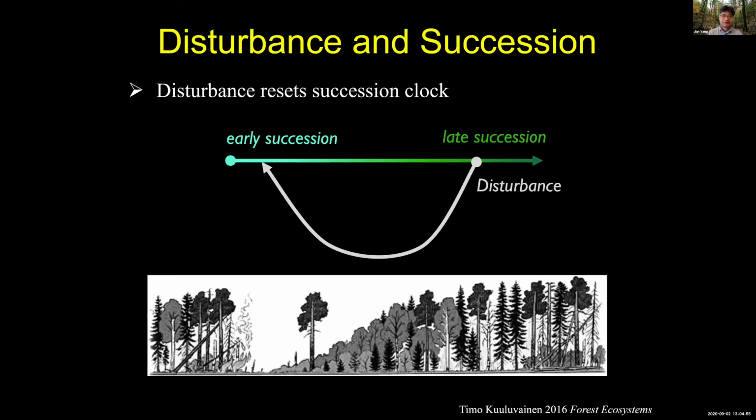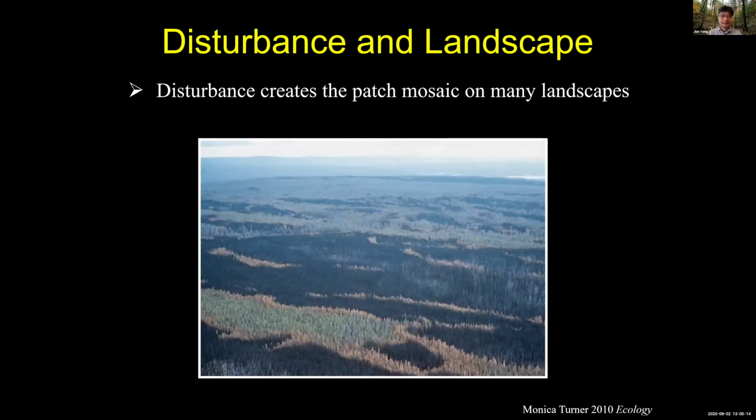From the forest ecosystem perspective, disturbance has 2 important roles. First, it can reset the succession clock, and that would bring the temporal heterogeneity, or temporal dimension, to forest ecosystems. And the second is that disturbance can create a patch mosaic on many landscapes, and that is what I call the spatial dimension, or spatial heterogeneity, brought by disturbance to forest ecosystems.